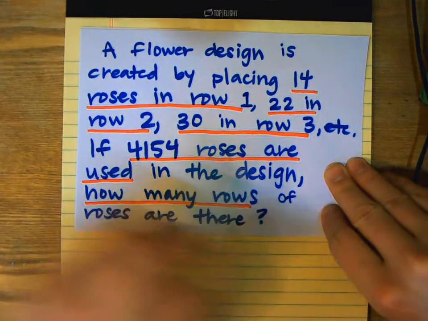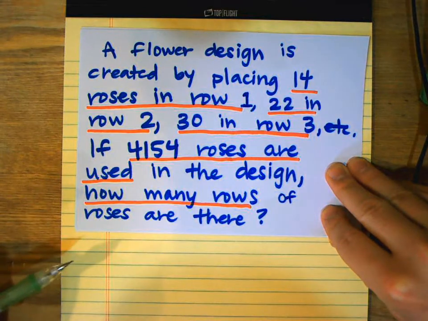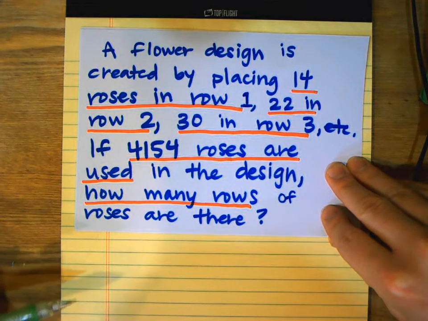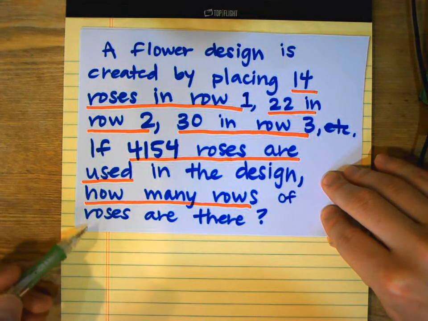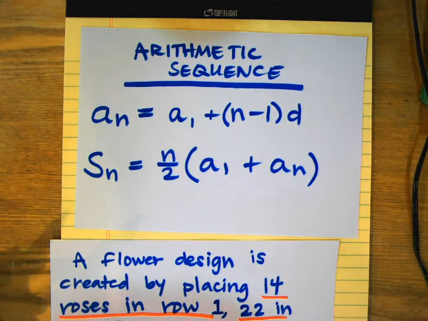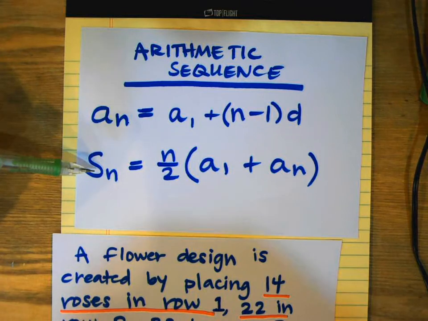And more specifically, when I look at my numbers 14, 22, and 30, I should be thinking the increase there is by adding on 8 versus an increase by multiplying by some value. So because there's adding on, I know that these are for an arithmetic sequence, and these are the two equations that I'm going to be wanting to know.